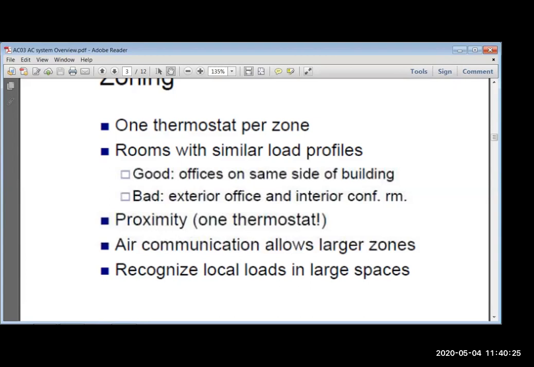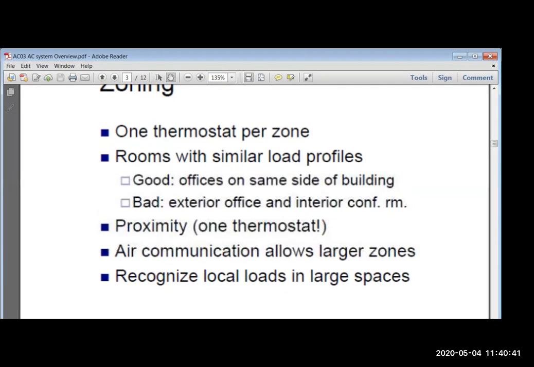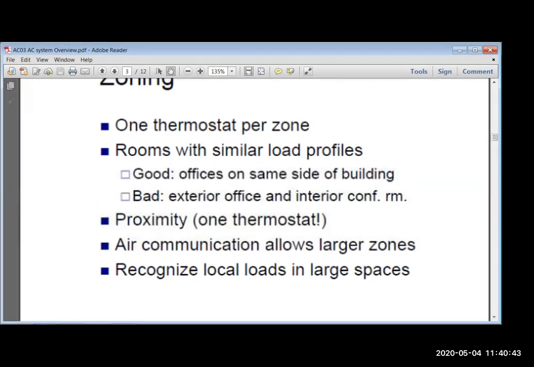The load really depends on the side of the building also. Some sides are exposed to west, some to east, some to north and south. So accordingly, the load differs. This is a good example to collect them and make one zone.